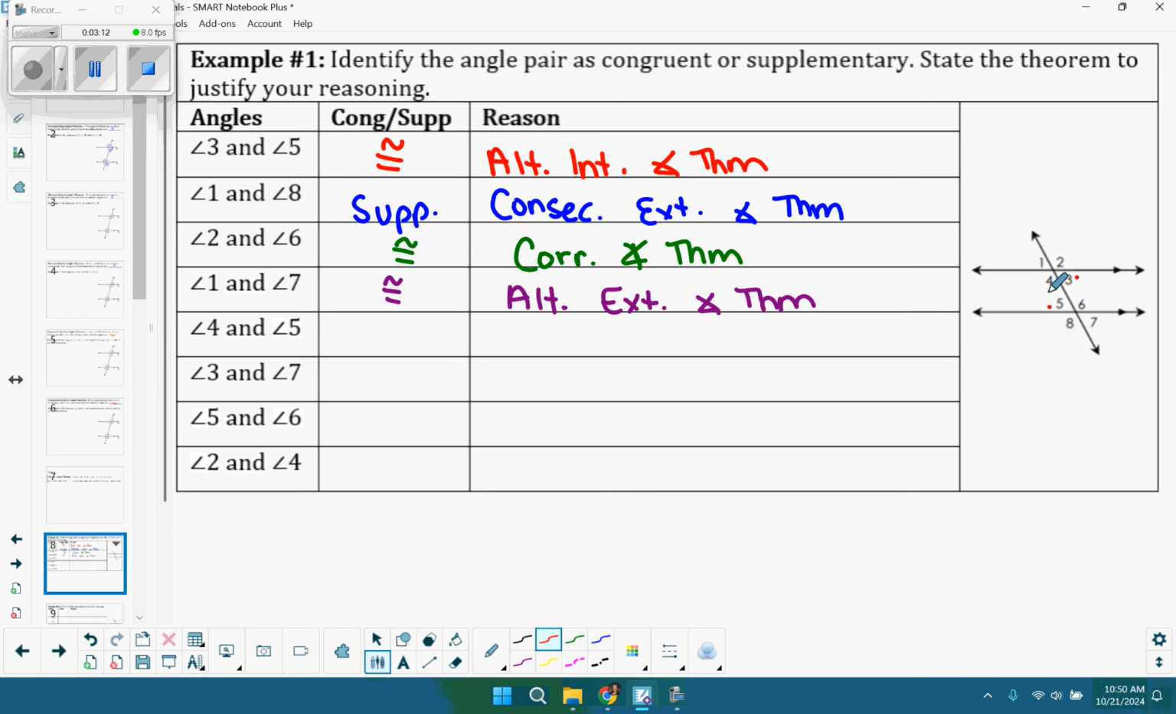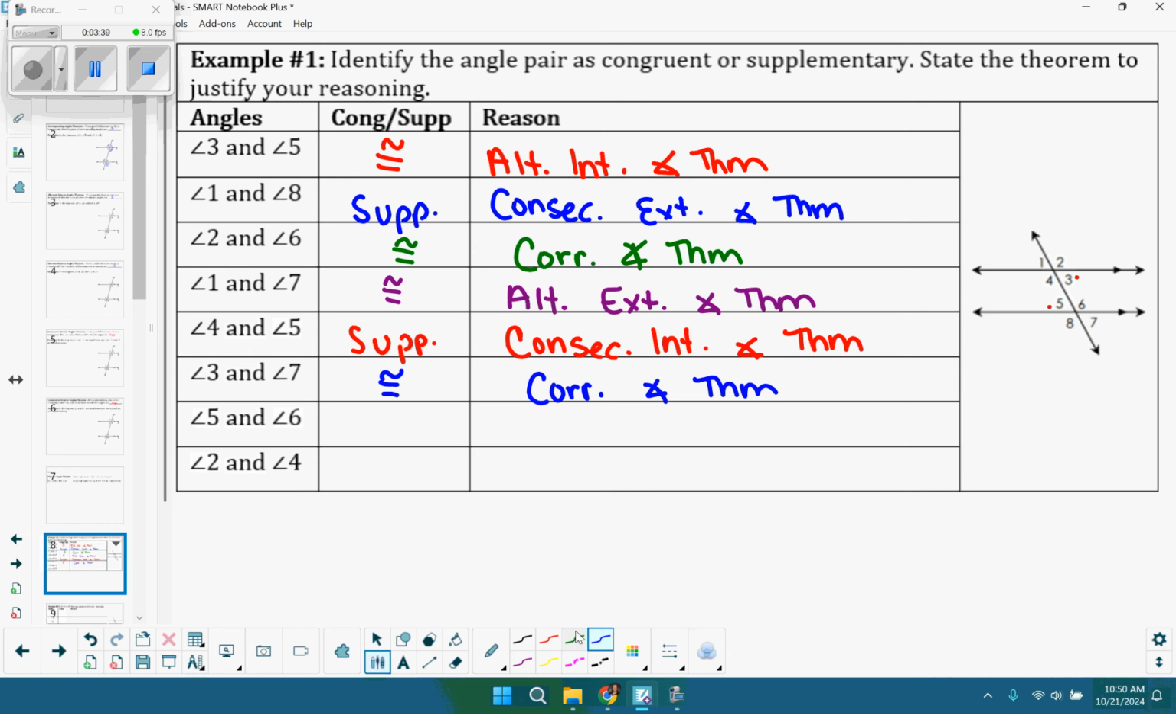So now we're at 4 and 5, which are consecutive interior angles. So we'll use the consecutive interior angle theorem, and anything with consecutive is supplementary. 3 and 7 are another pair of corresponding angles. So the corresponding angle theorem tells us they're congruent.